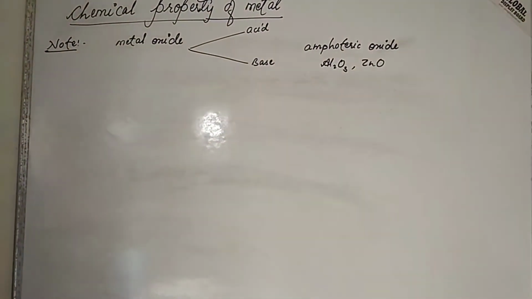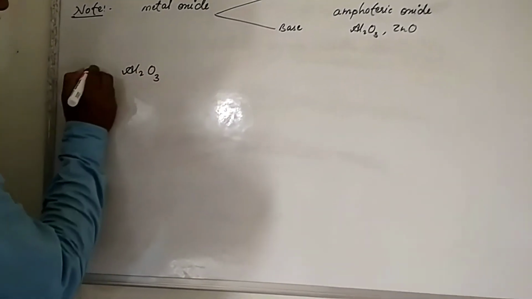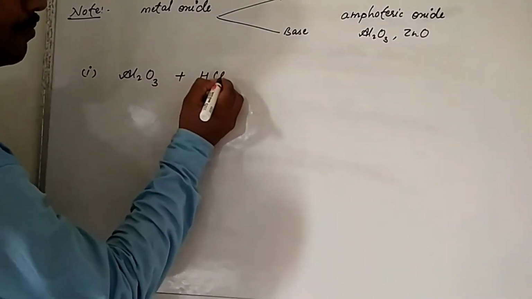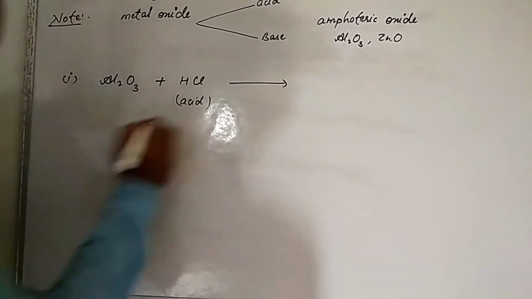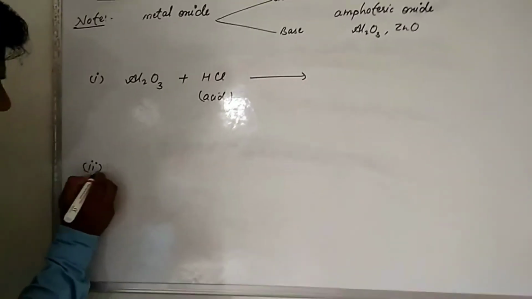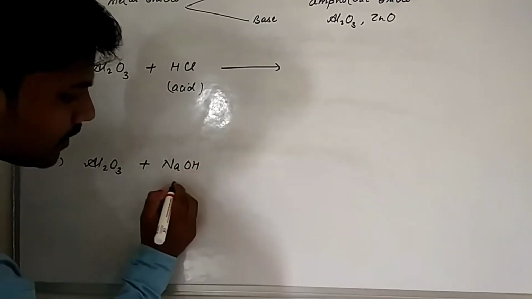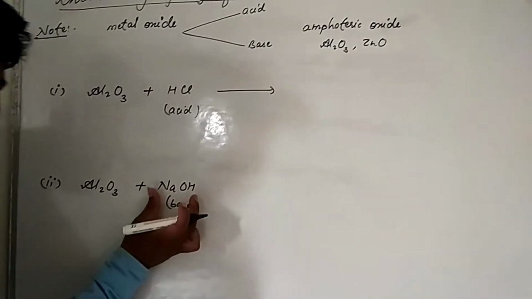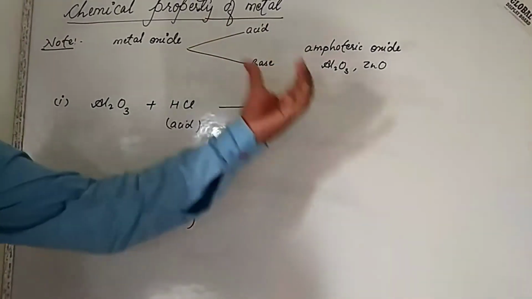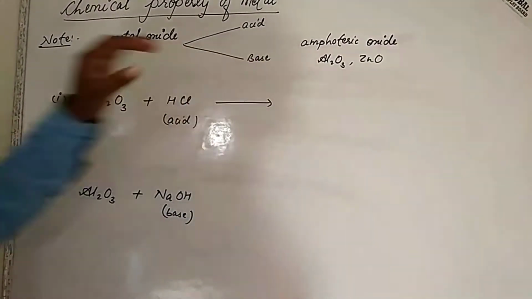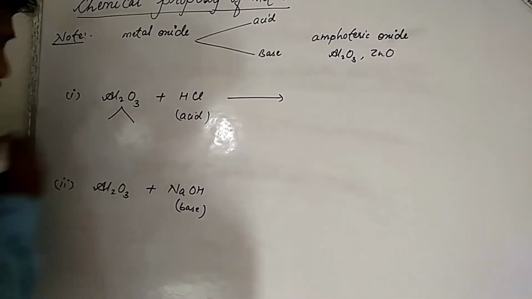Let us clear it, children, by taking an example. Aluminum oxide reacts with HCl. Clear? This is acid, children, hydrochloric acid. Aluminum oxide reacts with base. This is base, children, because it contains hydroxyl ion. Now, with the help of the product, children, we can identify the nature of this oxide. Clear? Now, separate into their ions.